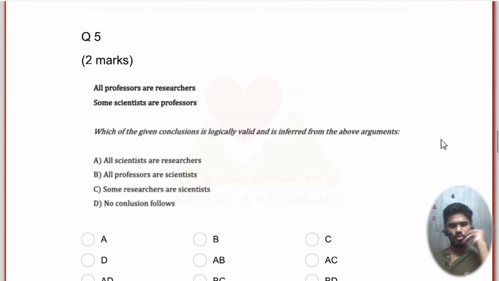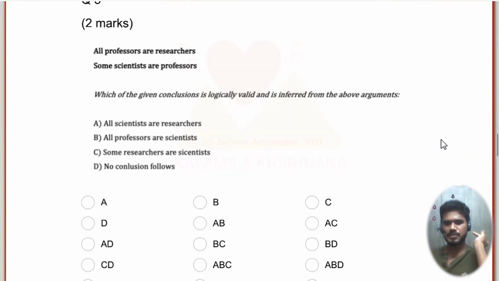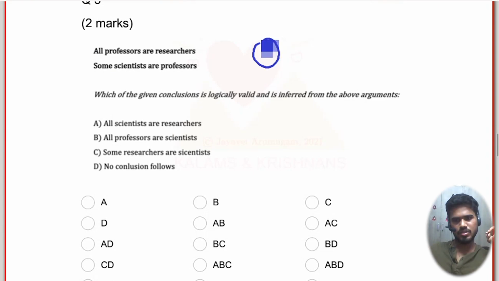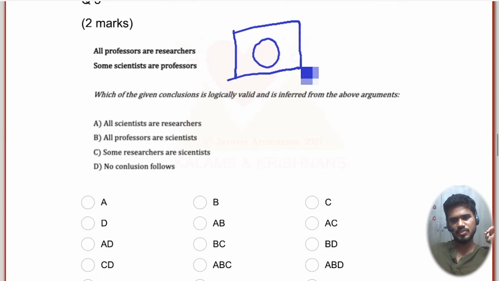Fine. All professors are researchers. Some scientists are professors. Which of the given conclusions is logically valid is to be inferred from the above argument. Notice these kinds of questions are very recurrent these days. Venn diagrams are the way to go, but be careful about how you draw the Venn diagram. I'll re-illustrate it. So what are the options here? Professors, researchers, we know that for sure. Some scientists are professors.